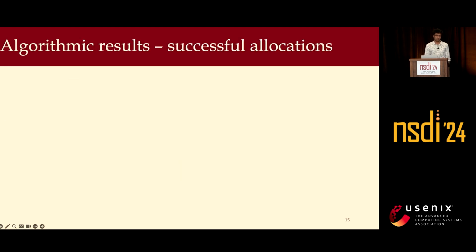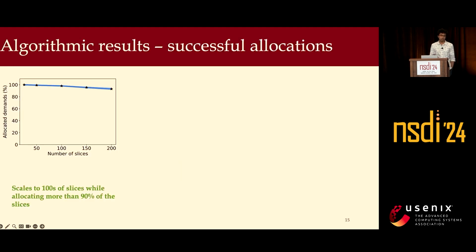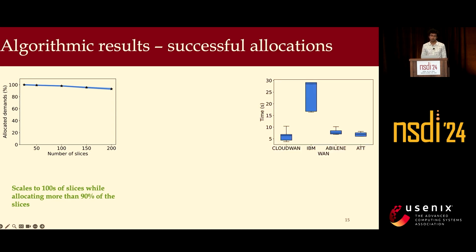So now let's look at some results. Here on the x-axis, I'm showing different numbers of slice requests that were input to the algorithm, and on the y-axis it shows how many of those were successfully allocated. We see that for more than 150 to 200 slices, we successfully allocate more than 90% of the requests. The first graph was on Microsoft's network.